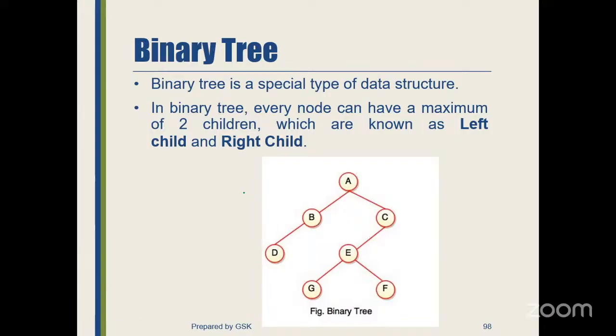Maximum two. Now, coming to B, is it following that rule? It has only one child, D. Yes, valid, one or two. This has only one child, that is also valid. C has only one child, this is also valid. E contains two children, this is also valid. Every node must contain one or two children. That's it. That type of tree is called a binary tree.